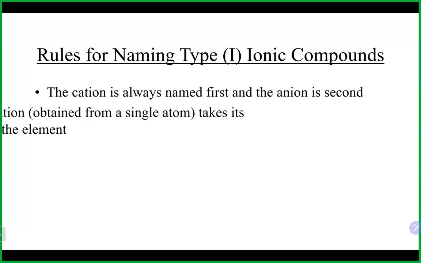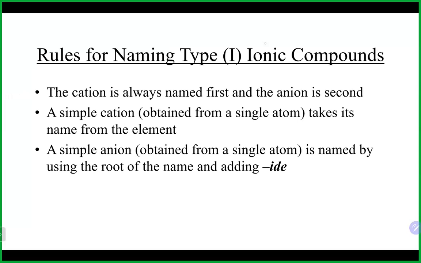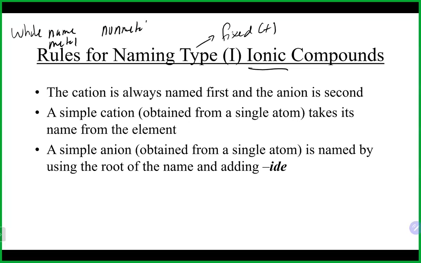So let's talk about type 1 and naming them. As I mentioned before, type 1 is an ionic compound. It has that fixed positive charge. And as soon as you're able to identify the metal as a type 1 compound, you basically should just roll right into the name of it. And to do that, you're just going to use the whole name of the metal. And the non-metal name is going to get the IDE treatment at the end of it.